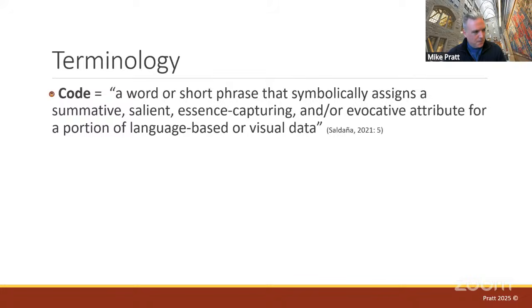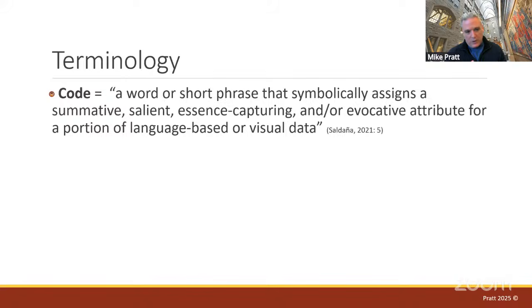It's quite good. He defines coding as a word or short phrase that symbolically assigns a summative, salient, essence-capturing, and/or evocative attribute for a portion of language-based or visual data. Breaking this down, first of all, codes are words. They're words or short phrases. They could be a single word. I've had codes that run on for several words.